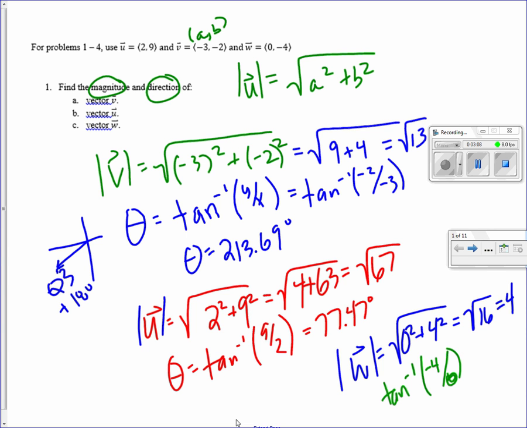So this one we're going to have to think of graphically. So w is at 0, negative 4. There's a graph. Here, 0, negative 4. Okay, well, what's that angle? It is due south. You can say due south. Or if you're in standard position, starting from the positive x-axis, that is 270 degrees, because each quadrant is 90 degrees. So 90 times 3, 270 degrees.